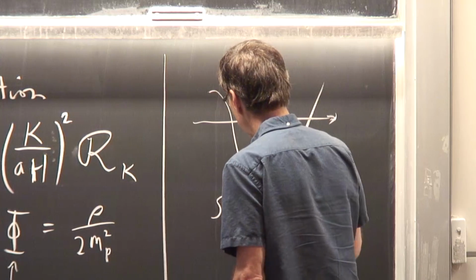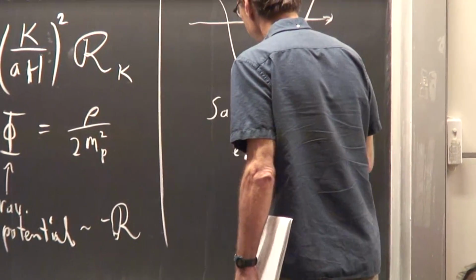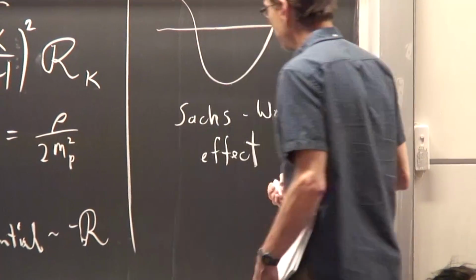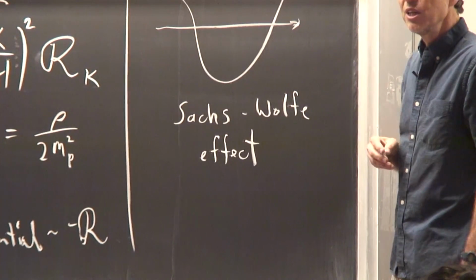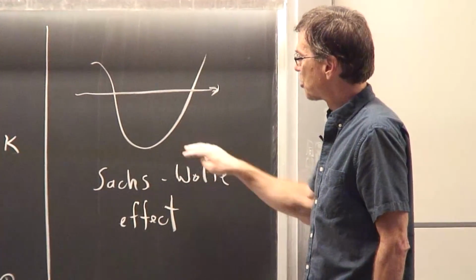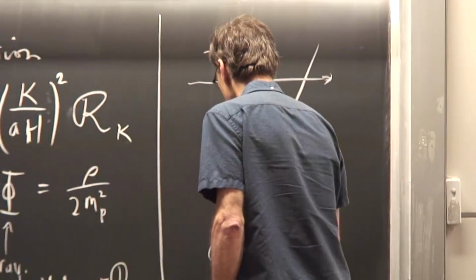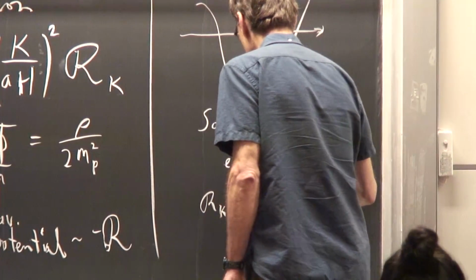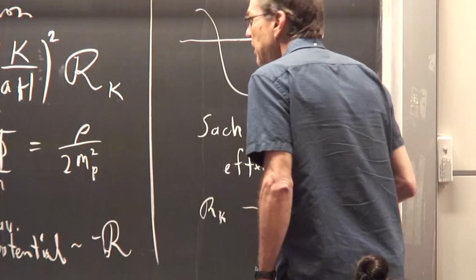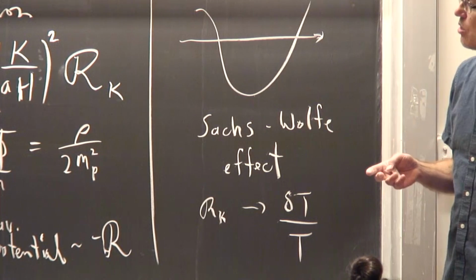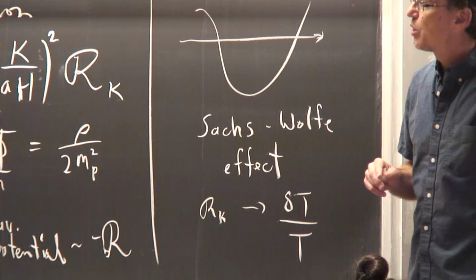By the way, this is called the Sachs-Wolfe effect. The fact that the photons get gravitationally redshifted as they're going through these potential wells. So the fluctuations in the curvature get imprinted on the temperature. And it happens in a complicated way, but at least there is a simple intuitive way to understand why you have these oscillations.